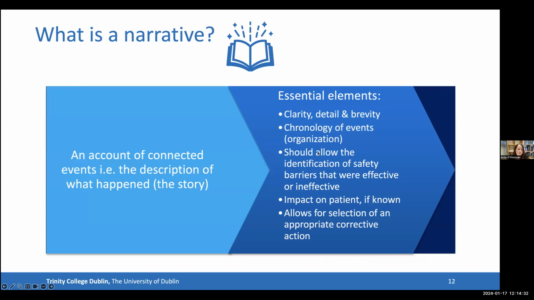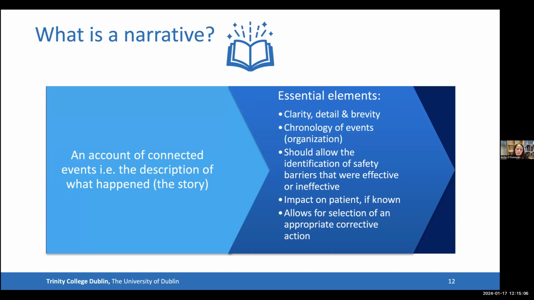Okay, so what is a narrative, first of all? So the definition that we use is an account of connected events. It's the description of what happened, or the story. So again, some would say, and I suppose we had a lot of discussion about this in the group initially, that it's important not to be too restrictive, because obviously the story can differ from one incident to another. But looking at, I suppose, existing guidelines and discussing amongst the multidisciplinary group, we decided that there were some essential elements that we should include.